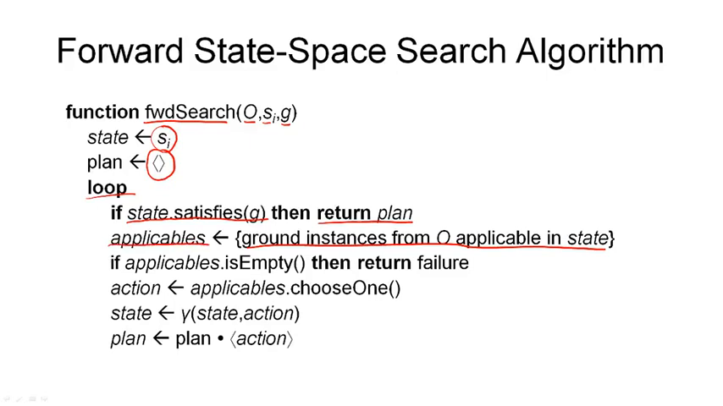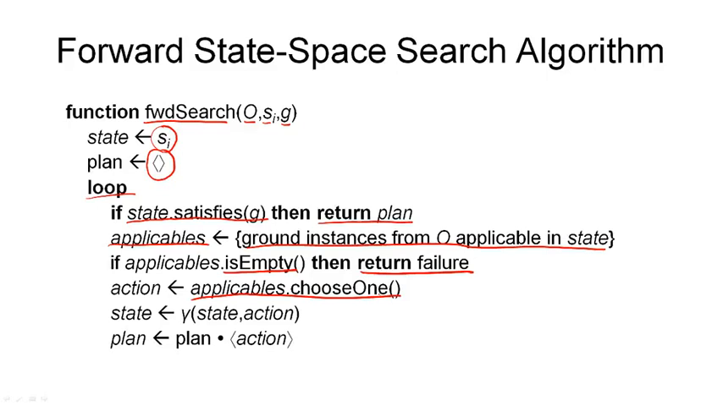Now, if this set was empty, if there are no applicable actions in the current state, then we can return failure. That means we have exhausted our search space and haven't come across a solution. The next step is to simply choose one of the applicable actions that we have just computed.